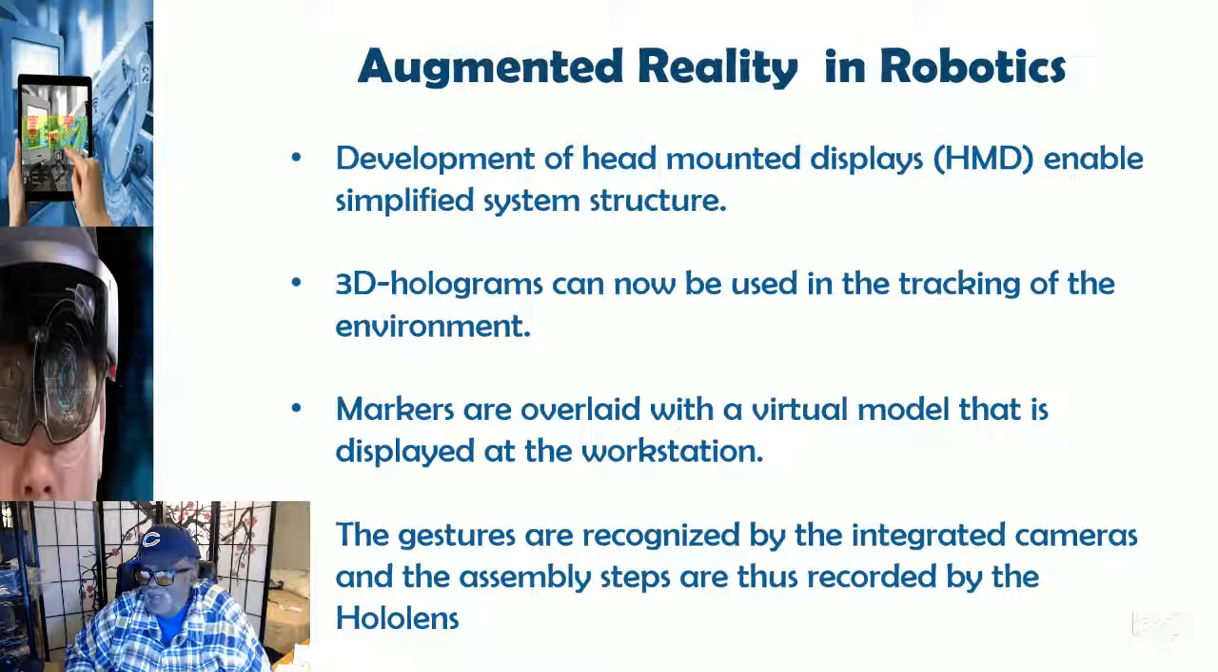Augmented reality and robots. Development of head-mounted displays, and I'm sure you've seen people with these big boxes on their heads, enables a simplified system structure. 3D holograms can now be used in the tracking of an environment. Markers are overlaid with a virtual model that is displayed at the workstation. The gestures are recognized by the integrated cameras, and the assembly steps are thus recorded by the HoloLens.